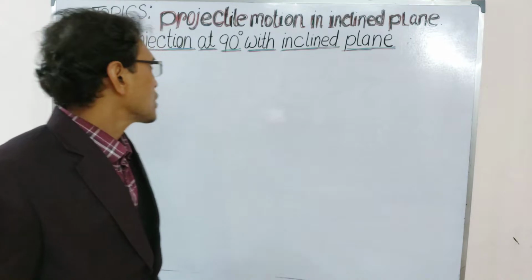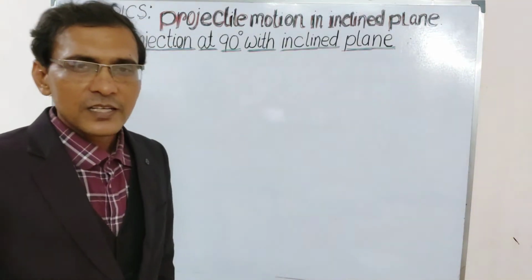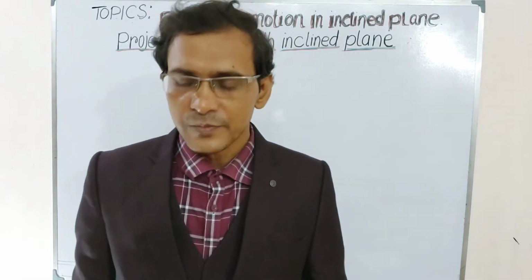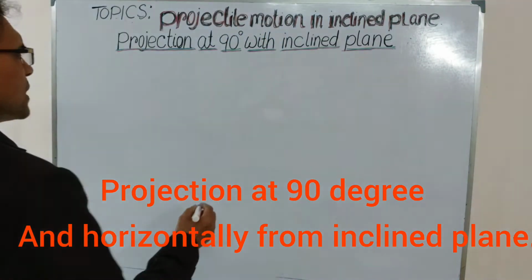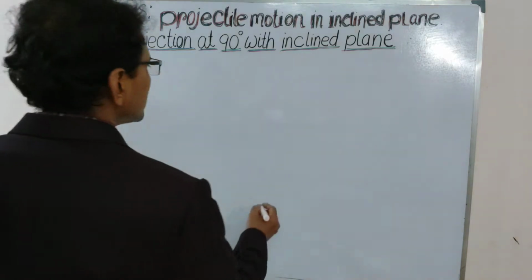Today in this class I will discuss projection at 90 degrees with an inclined plane and projection horizontally from the inclined plane. Now let's start the class. First, let's discuss projection at 90 degrees with an inclined plane.